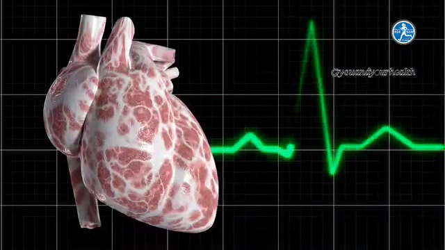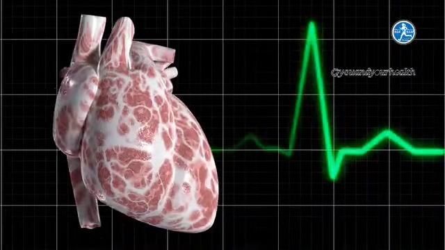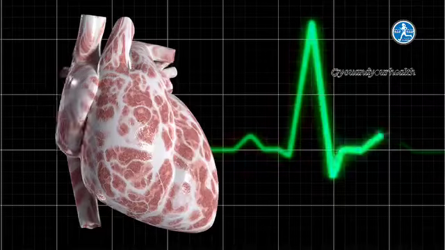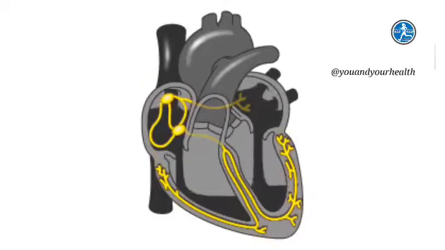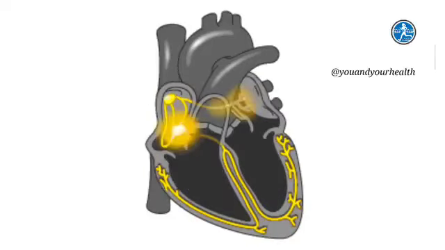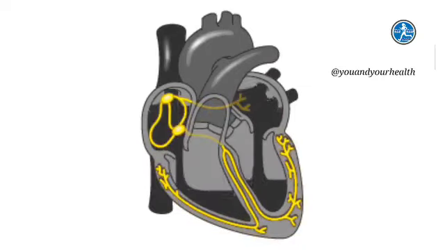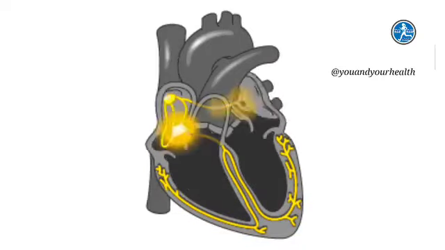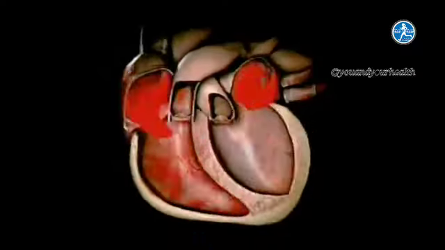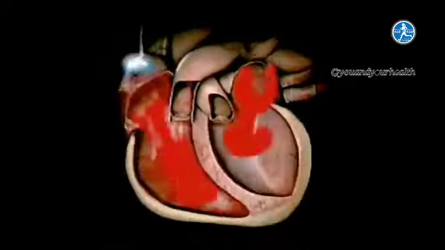The cardiac electrical conduction system and its EKG or ECG representation. The electrical conduction system of the heart is a complex network of specialized cells responsible for generating and coordinating the electrical impulses that regulate the heartbeat. This system ensures that the heart contracts in a coordinated and rhythmic manner, allowing for the efficient pumping of blood throughout the body.